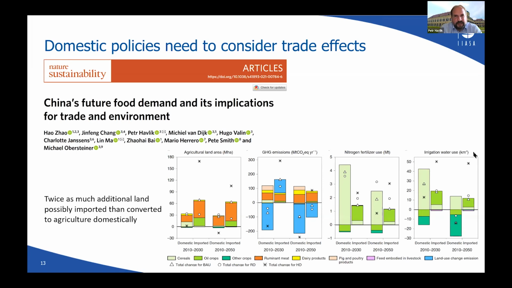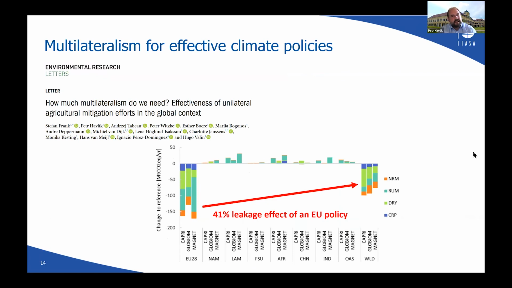So given the role which China will play in the future on the international markets, also now is very self-sufficient, it should be considered which sustainability mechanisms could be included into the international trade to promote sustainability also through that. On the other side, we considered also how participation and multilateralism of different regions in the world in the mitigation policies is necessary to avoid leakage effects.